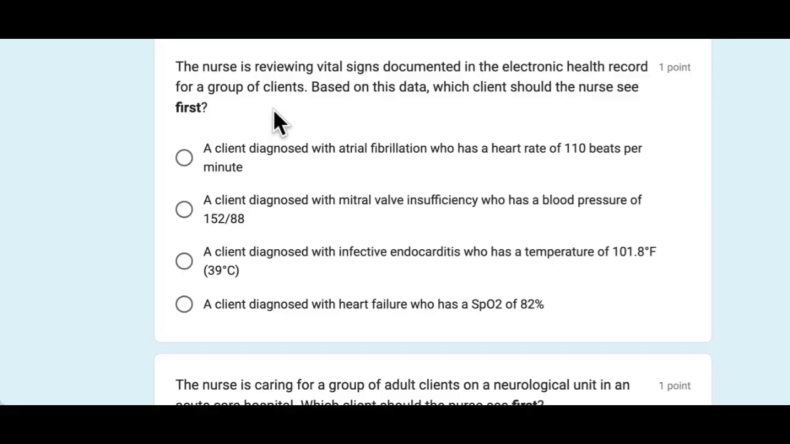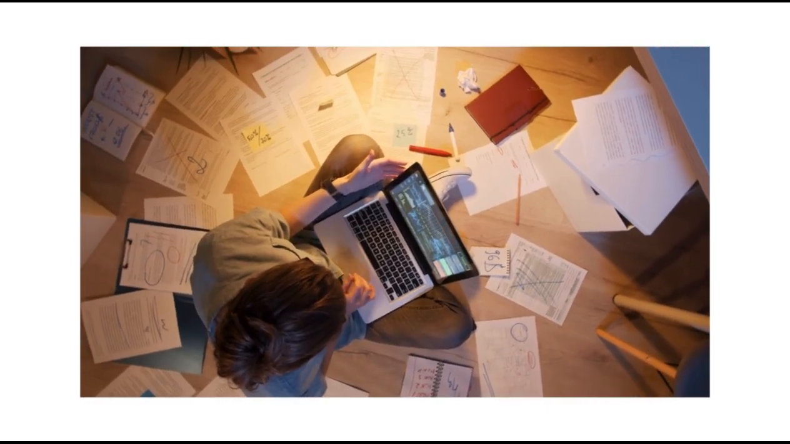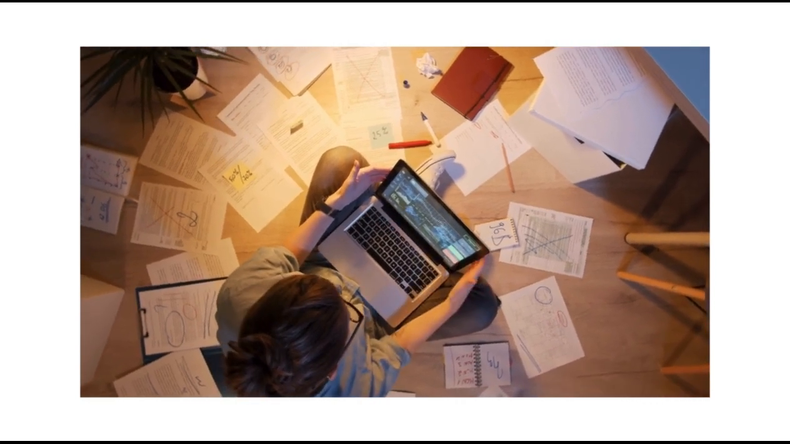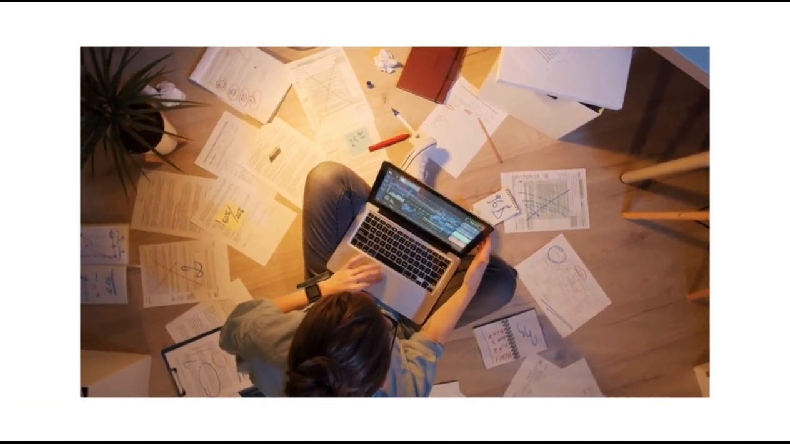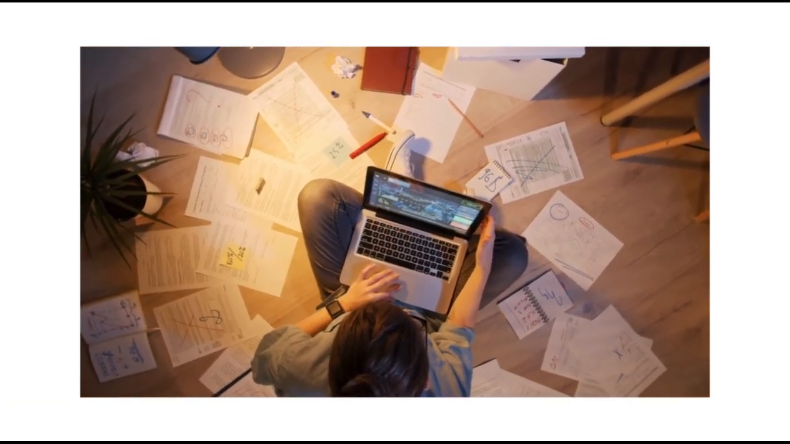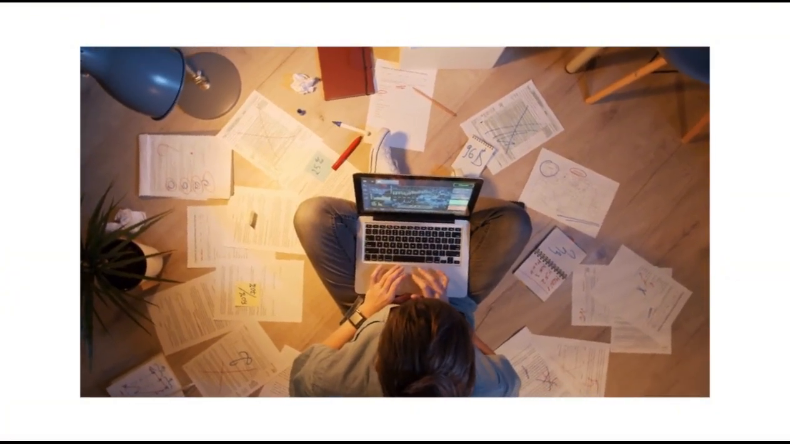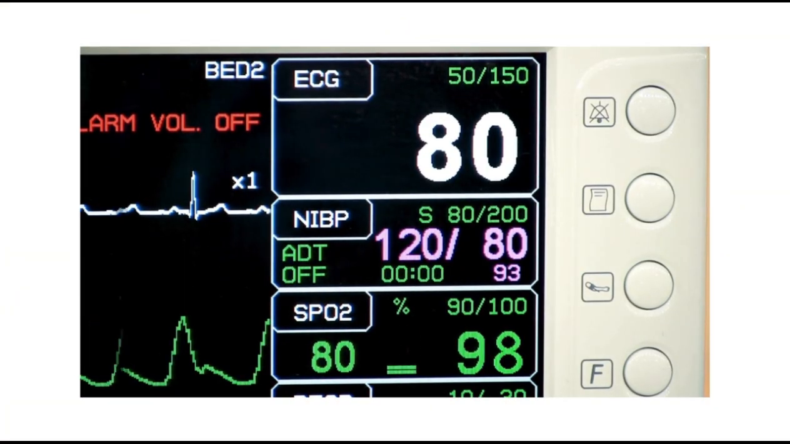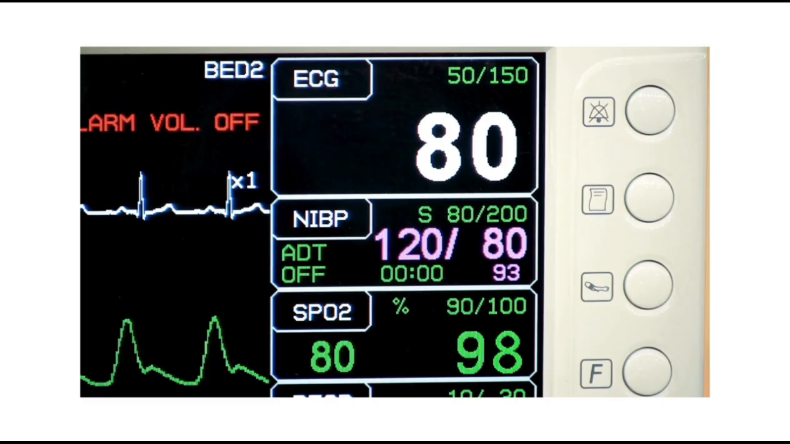Which client should you see first? Okay, all you've got are these vital signs here. Vital signs are so important on the NCLEX, guys. A lot of times nurses are looking for these huge complex questions on the NCLEX, but most of the time you're going to have questions that are asking you to look at the vital signs data and give some information about what is important to do for this client.